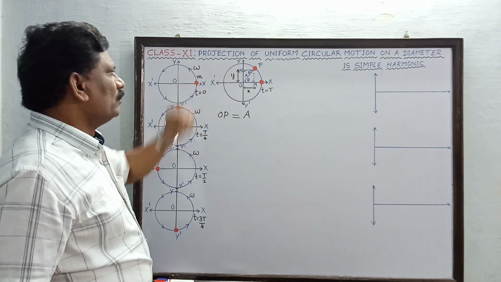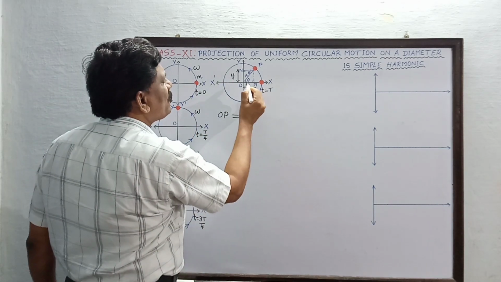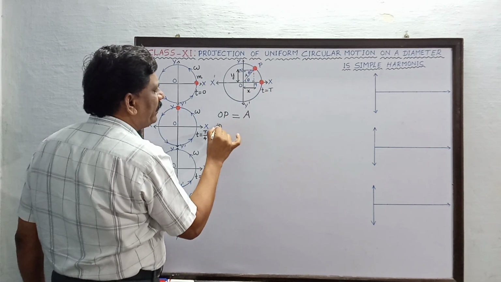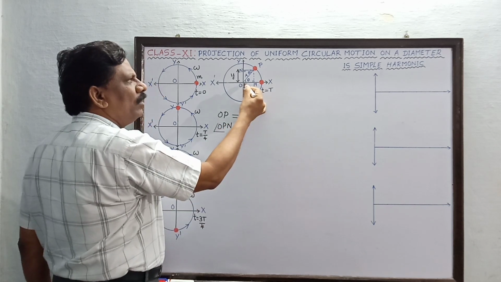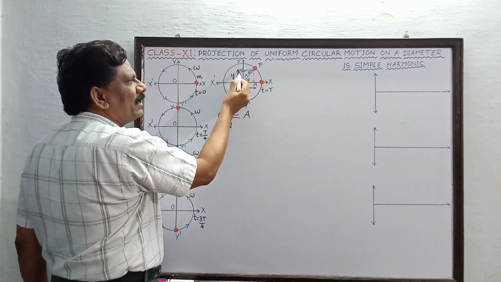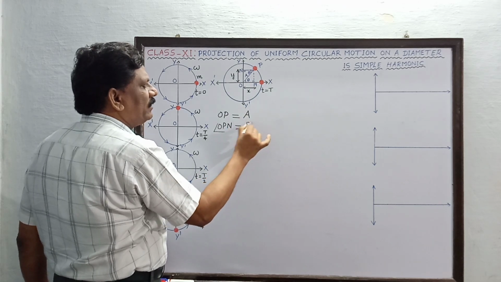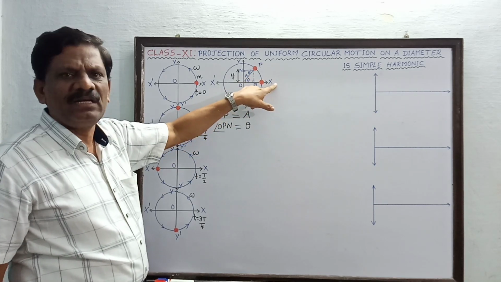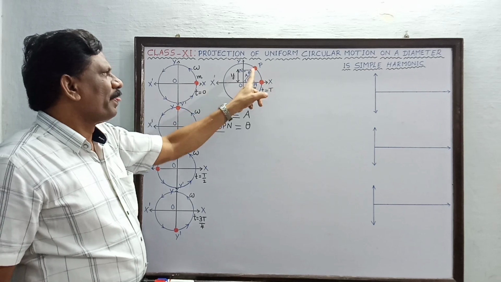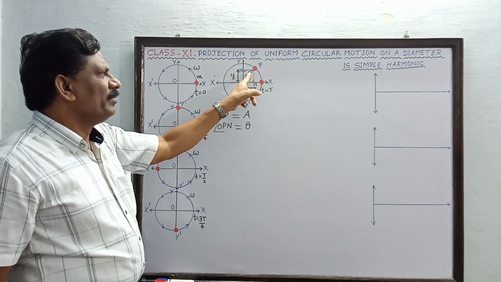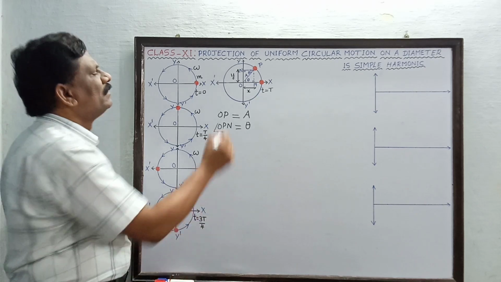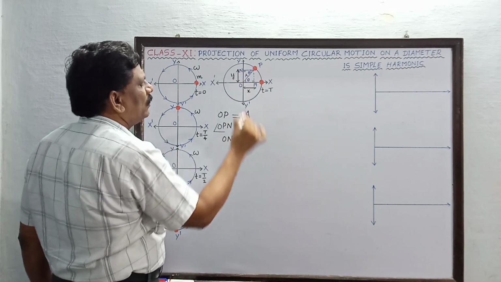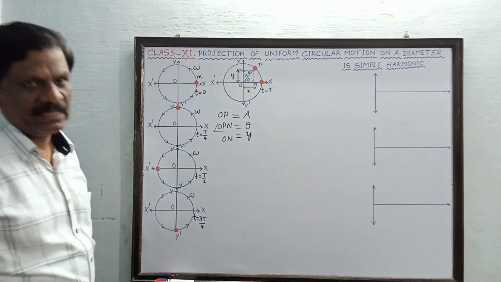Now you see in this triangle OPN, you can see the angle OPN. See here, O, this is P, and this is N. That is equal to angle theta. The radius OP subtends an angle theta with the diameter along the x-axis, so this alternate angle will also be equal to theta. Then this height ON is equal to the displacement of the particle, y.